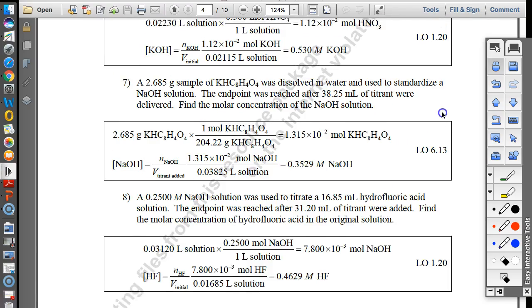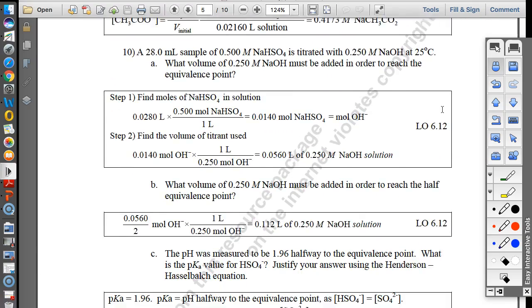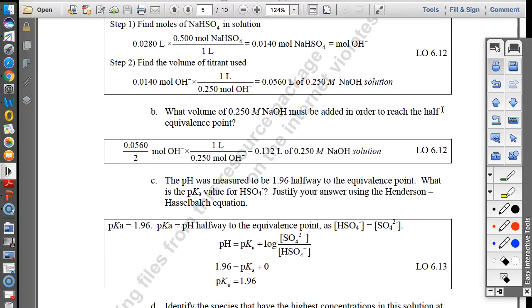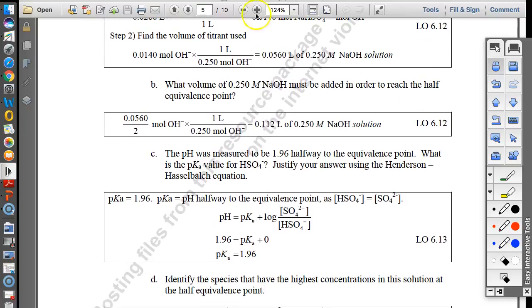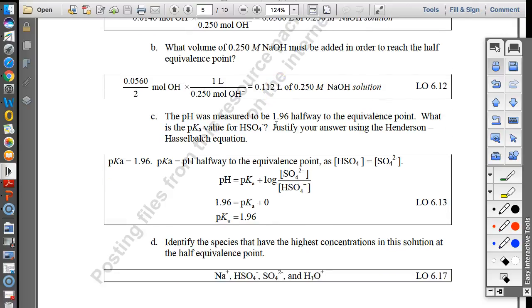The error on number 10, oh yeah, B should be 0.0 something. It should be half of this number, 0.0280. Half of this number's the answer. They just started doing some random stuff. It's not right, okay? Half of that, it should be 0.0280. So B is wrong.